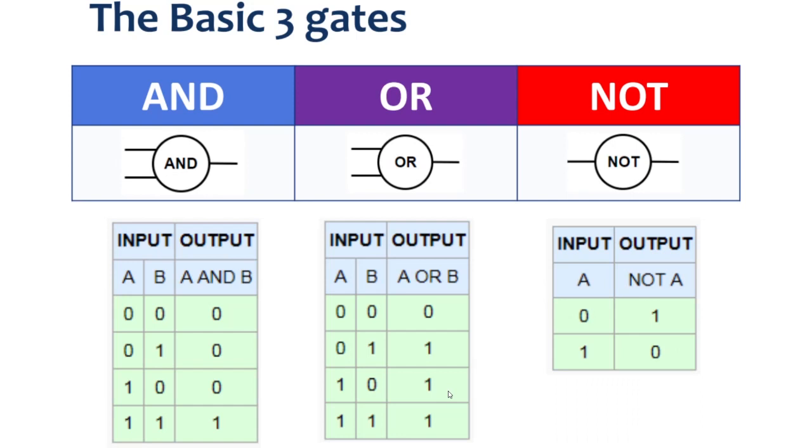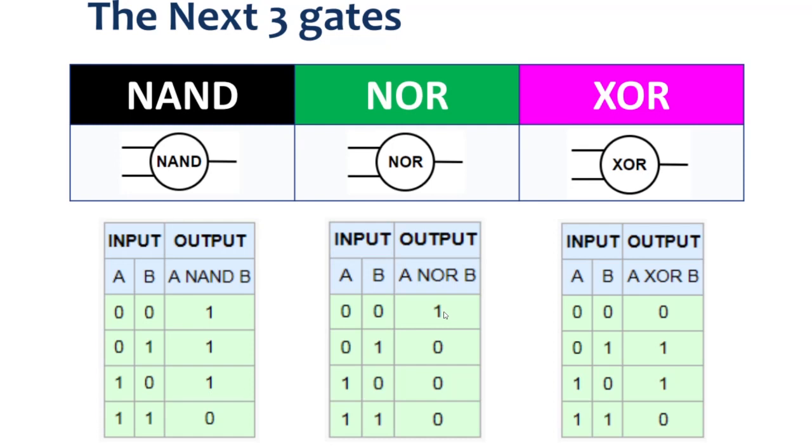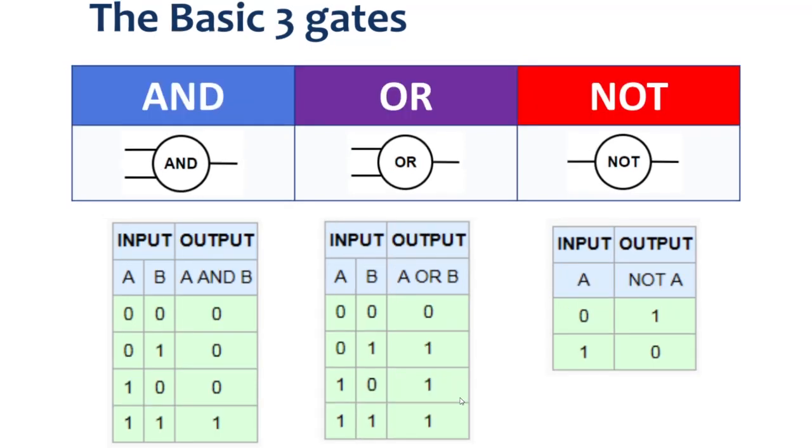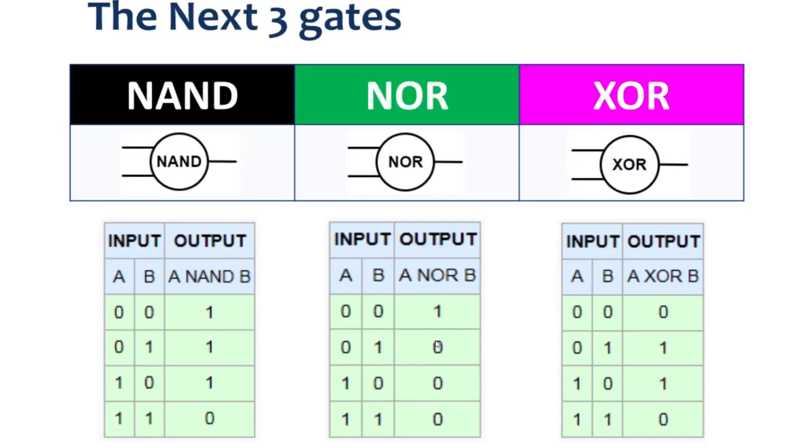So again, NOR is a complete opposite of OR. As we can see, the bottom 3 outputs for OR are 1 and the top one is 0. For NOR, the top one is 1 and the bottom 3 are 0. So in AND, when both are 1, the output will be 1, and in OR, when one is 1, the output will be 1. NAND is the opposite of AND.